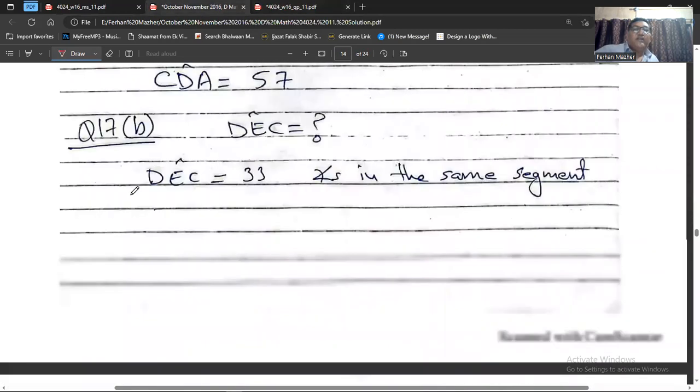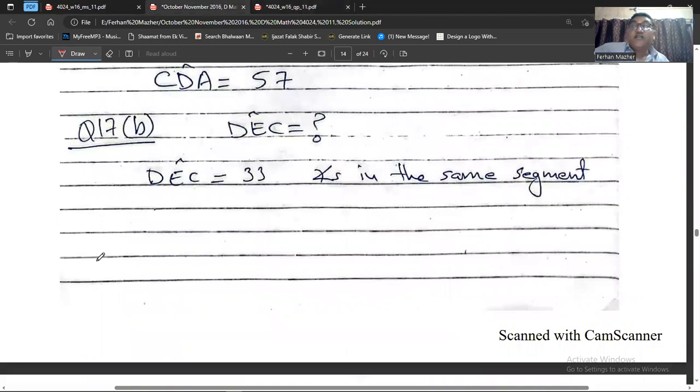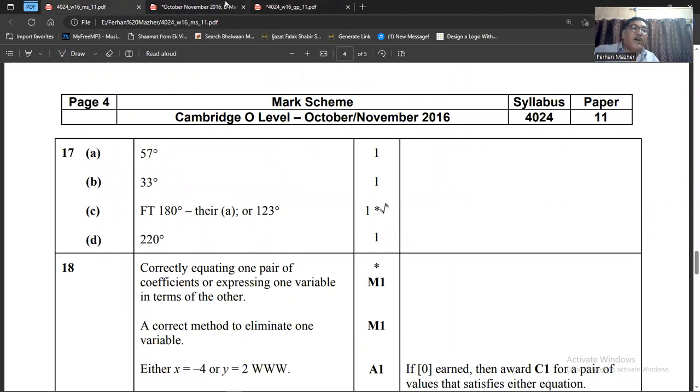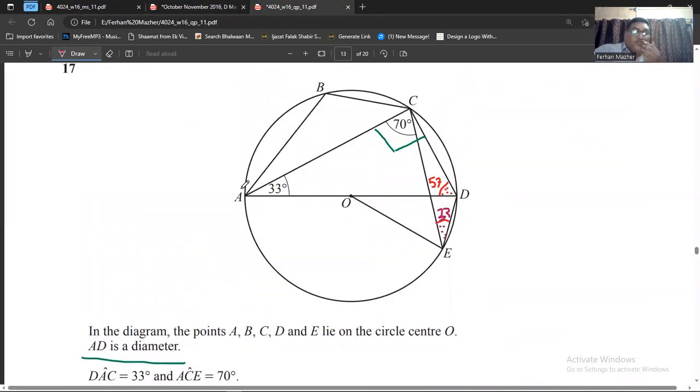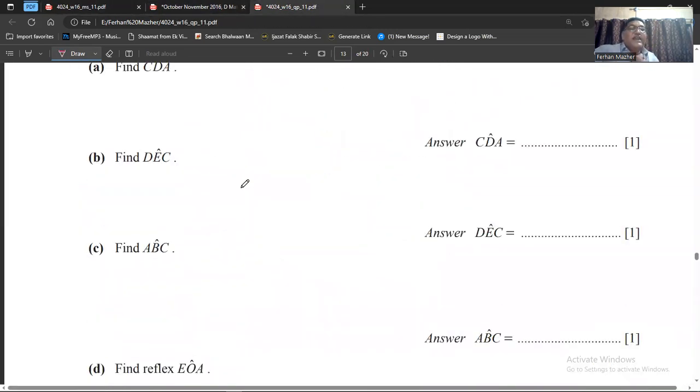Let me show you my written work here. DEC will be 33. The reason is angles in the same segment. DEC is 33. Our answer is right, sir. This is the solution here. Okay, then we have the C part.